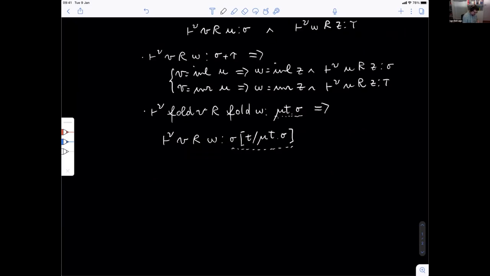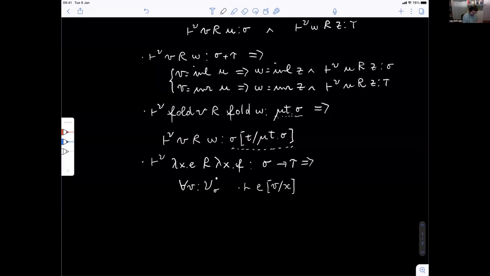And then the other nice novelty comes, which is about functions. When you have that two functions are in relation, it must be that for all values of type sigma, it's a closed value of type sigma, it holds that where v takes the place of x, it is in relation to f, where v, and not a different value w, is substituted for x.